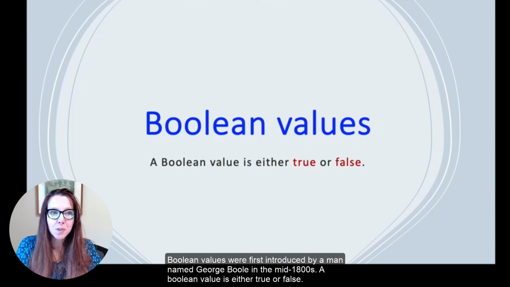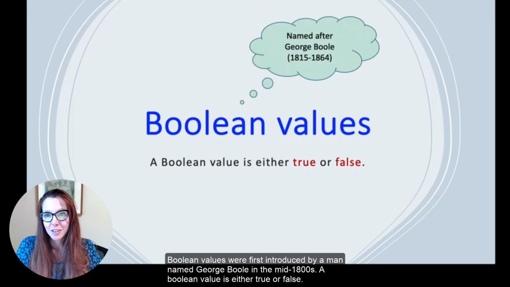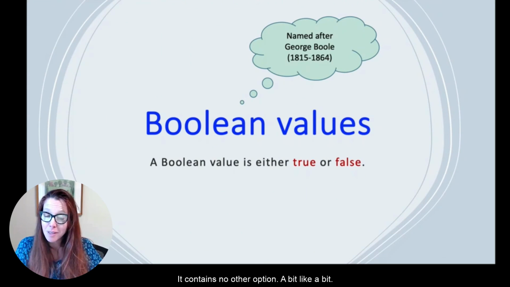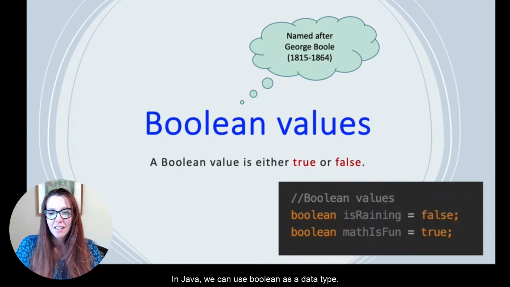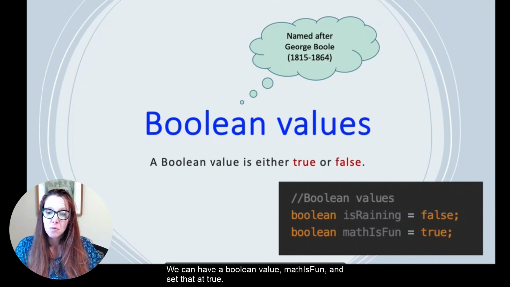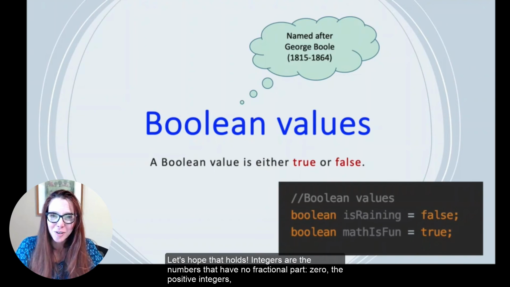Boolean values were first introduced by a man named George Boole in the mid-1800s. And a Boolean value is either true or false. It contains no other option. A bit like a bit. In Java, we can use Boolean as a data type. We can hold a variable named isRaining, and we can set it equal to false. We can have a Boolean value mathIsFun and set that to true. Let's hope that holds.